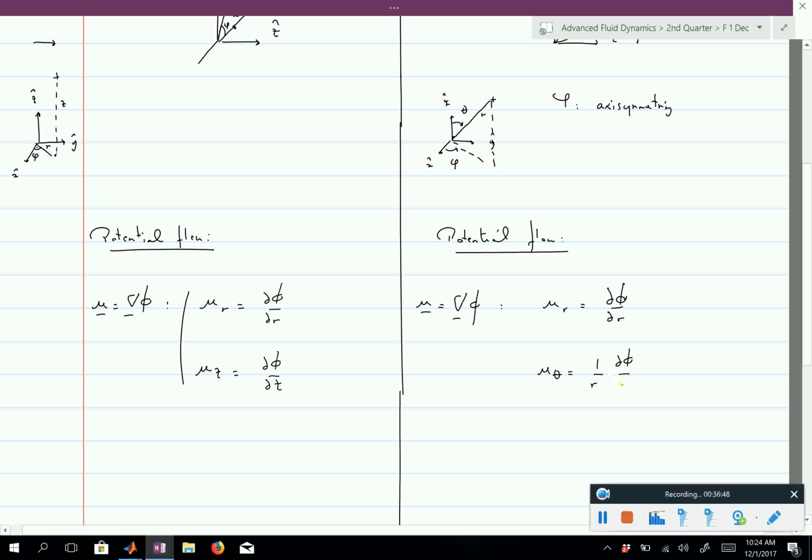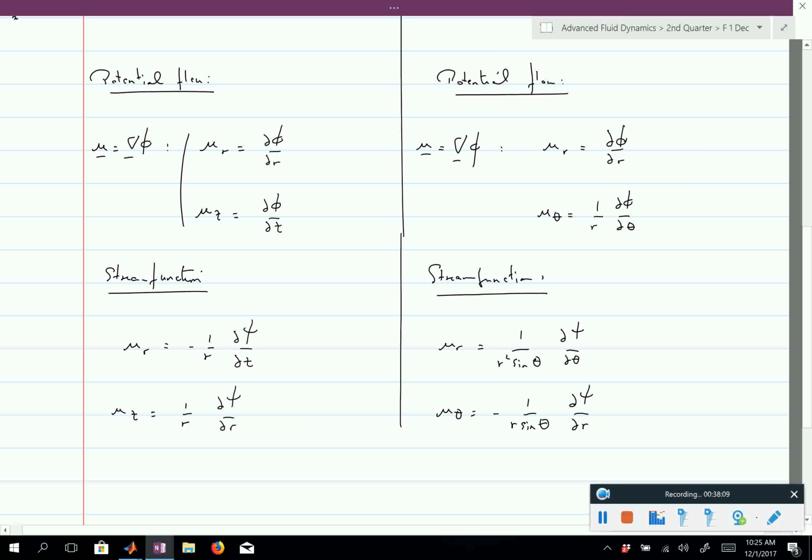Okay, so those are all the formulas you need to go from velocity field to stream function and back, and to go from potential to velocity and back. Now you don't have a complex potential, so you cannot have one complex formula for the potential and the stream function. They're just separate. So those are the formulas that you need in axisymmetric flow.